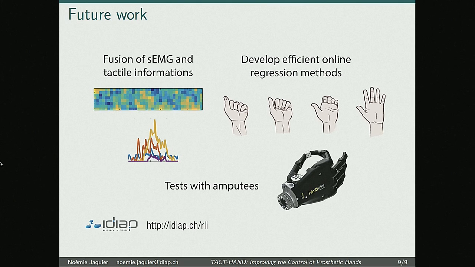For future work, we want to fuse the sEMG and tactile information for the regression. We want to develop efficient online regression methods and to do some tests with real prosthetists and amputees. If you want more information, you can go to the IDIAP website at the bottom of the slide. Thank you.